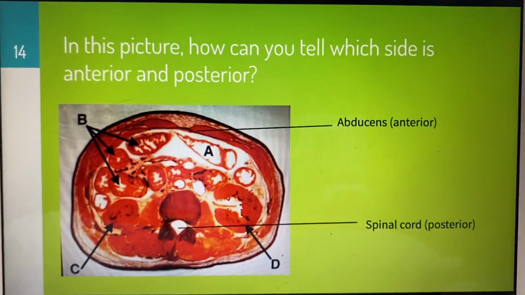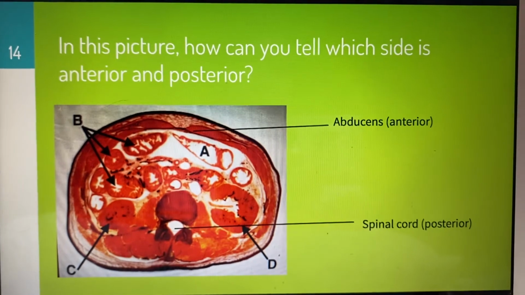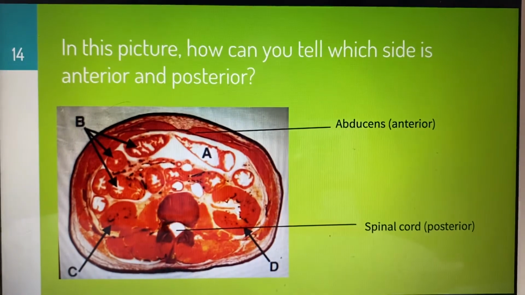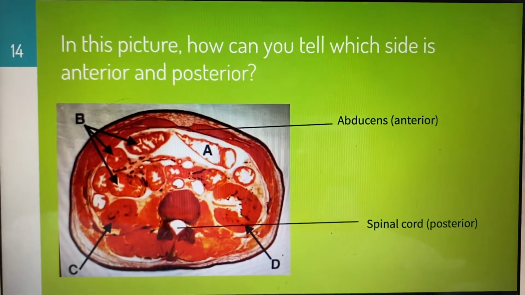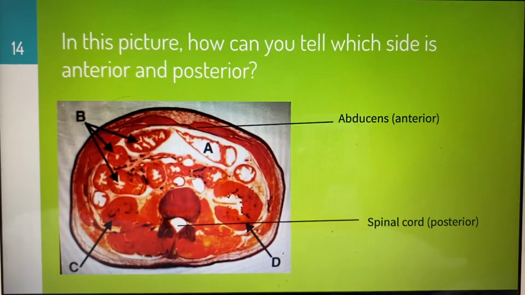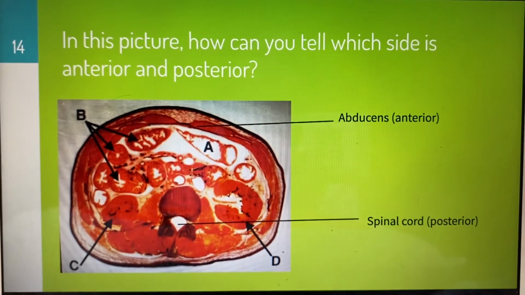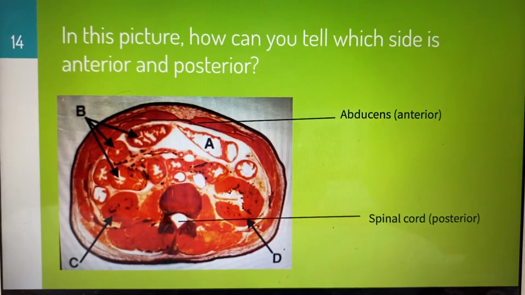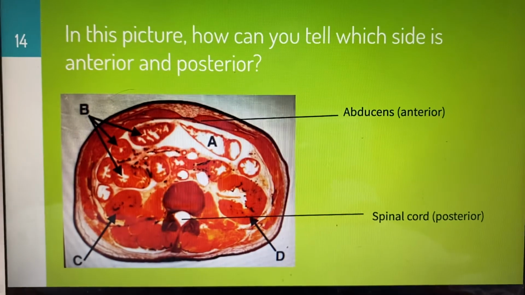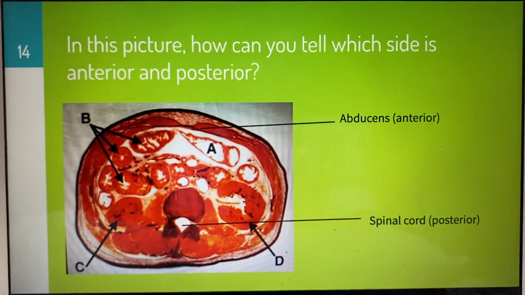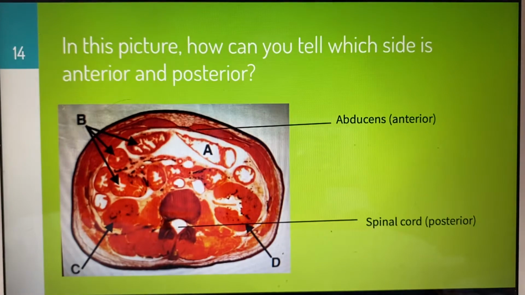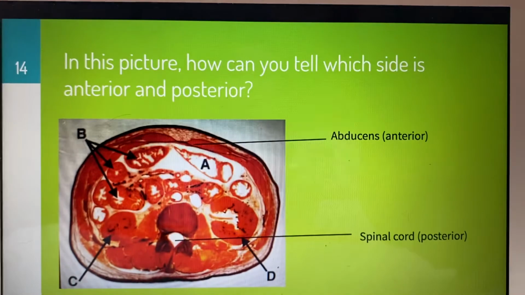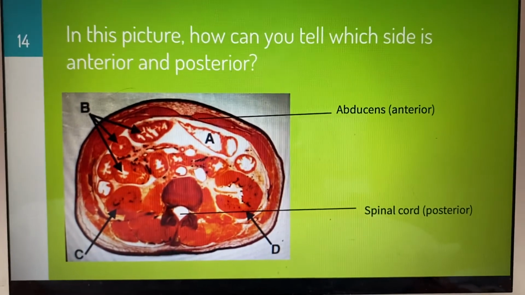Next we have this picture, and it's asking you to differentiate which side is anterior and posterior. So there are some things that you can use. As you can see, the spinal cord, which is that hollow hole in the back, that is where your spinal cord would go, and that is something that's very helpful to help to position yourself. And then in the front, you can see actually like the abducens and the muscles, which would be anterior to everything else.